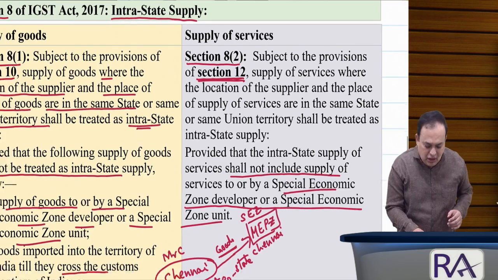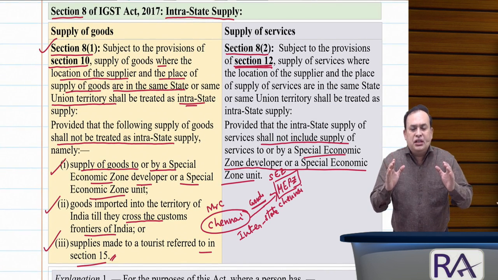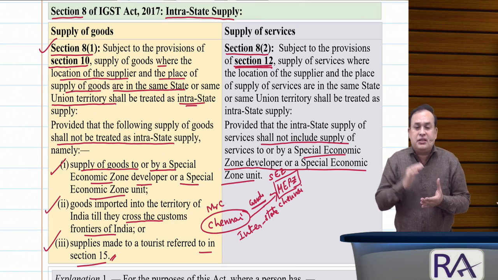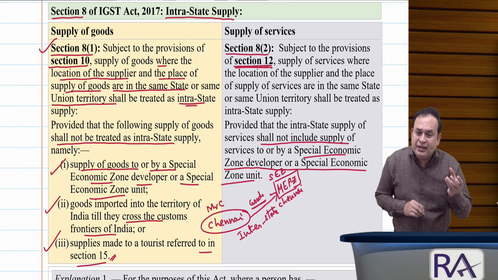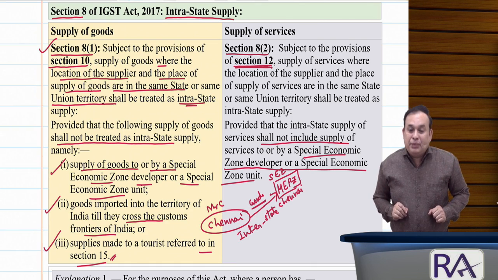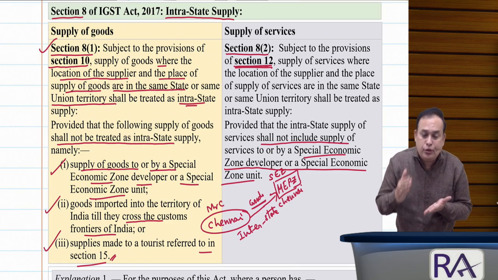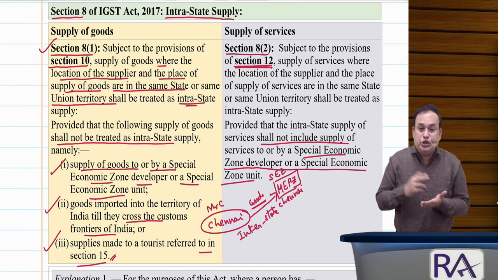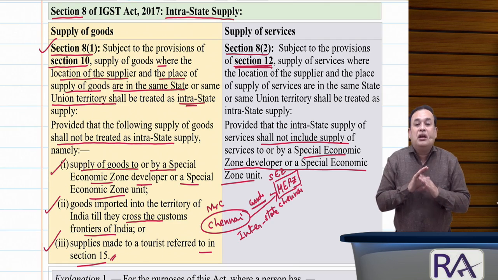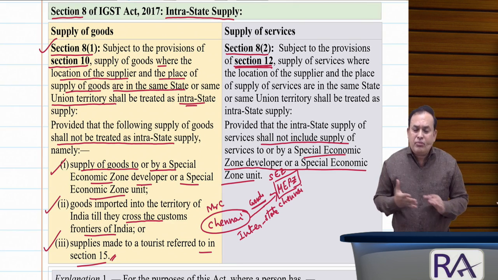So, my dear friends, I am simplifying now the provision here as follows. Section 8, subsection 1 of the IGST, subject to section 10 of IGST: location of supplier and the place of supply in the same state, intrastate supply. But it does not include the following three. Supply of goods to special economic zone or supply of goods by special economic zone, though location of supplier and place of supply are in the same state, cannot be called intrastate supply. It should be treated as interstate supply of goods.